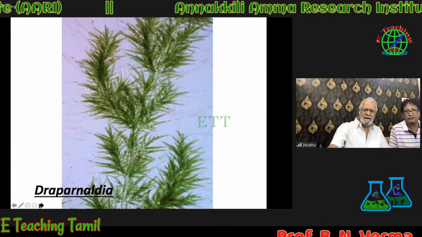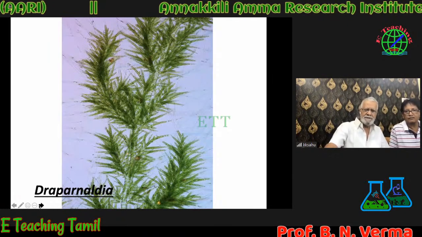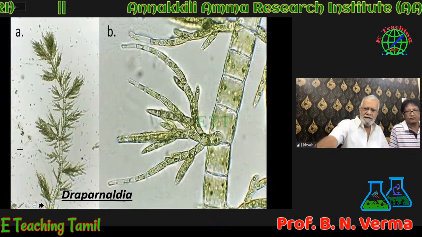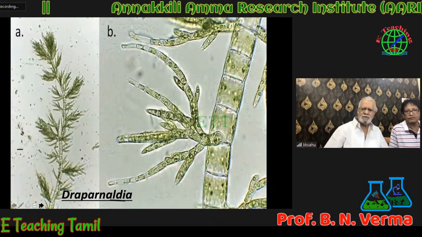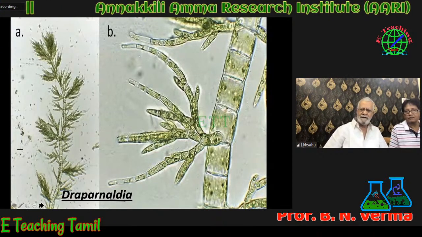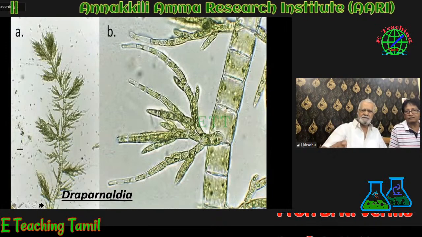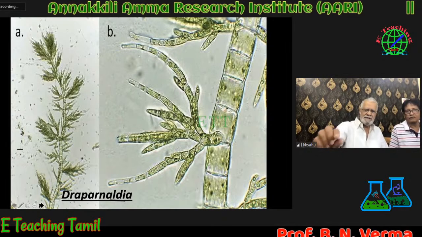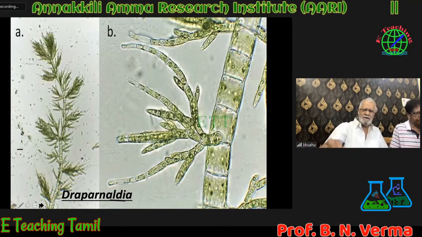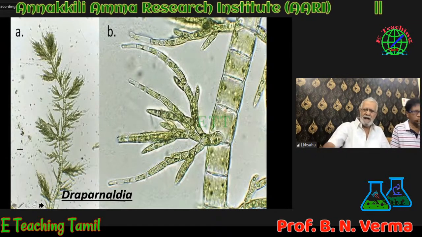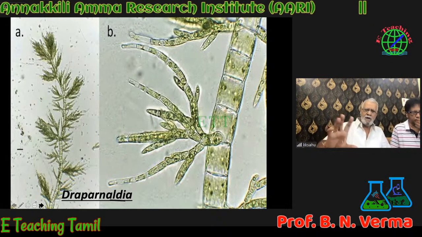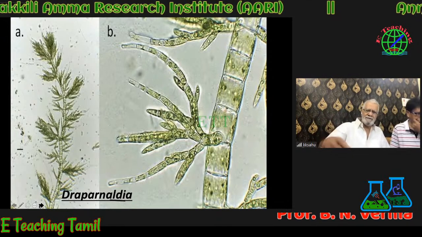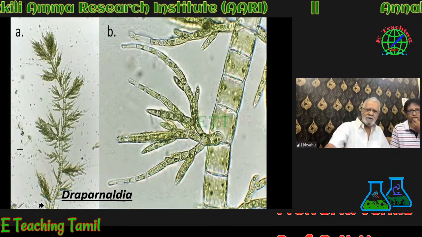This is again Draparnaldia showing the branching habit. So you can see there is no differentiation of the short and long cells, unlike Draparnaldiopsis. This is the difference: in Draparnaldiopsis, short nodal cells are differentiated, from which the branches come out, and not from the long cells. Here there is no such differentiation of nodal and internodal cells.